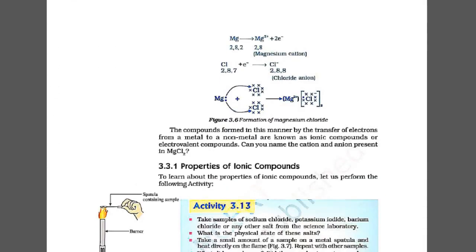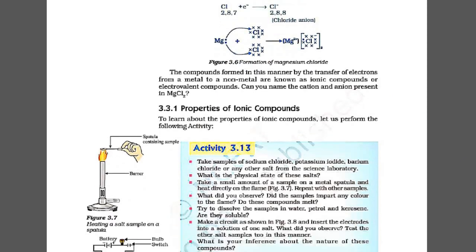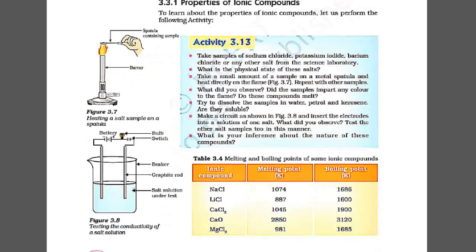Similarly, for magnesium chloride, you can see magnesium losing 2 electrons, forming the magnesium ion, that is the magnesium cation, and these 2 electrons will be accepted by 2 chlorine atoms, one each, and then they will form the chloride ion. That is how you will be able to show the structure of the formation of magnesium chloride. Now there are a few properties of ionic compounds.